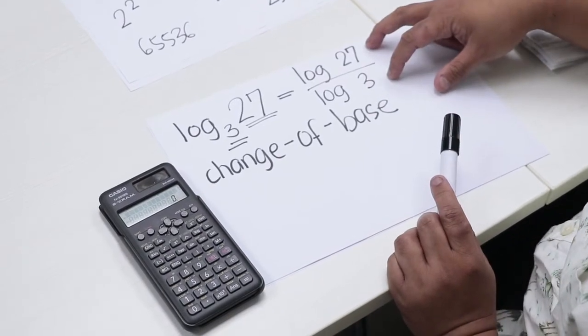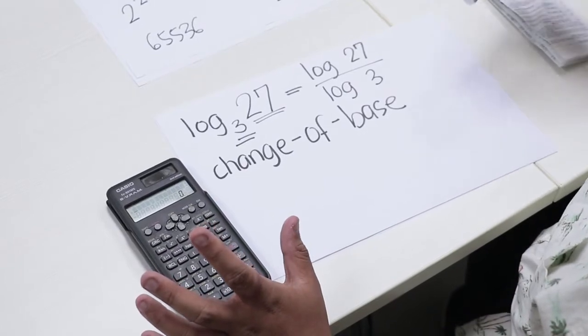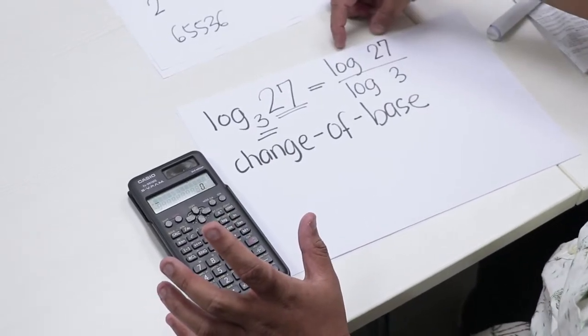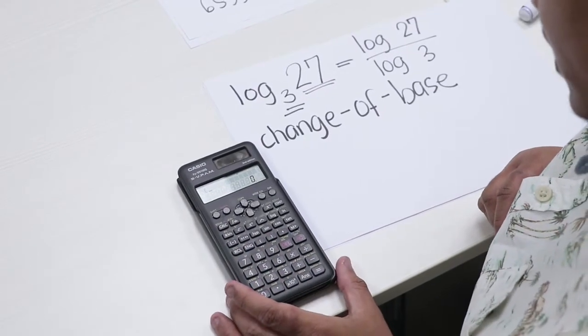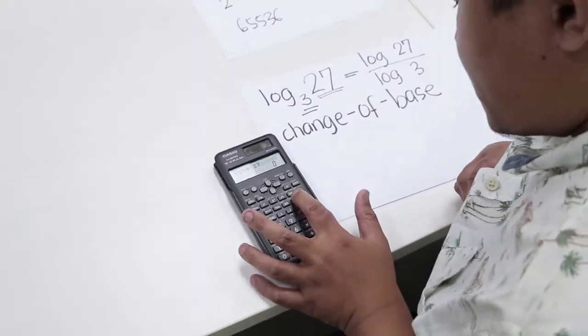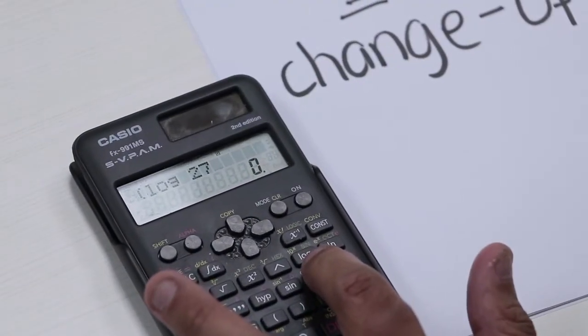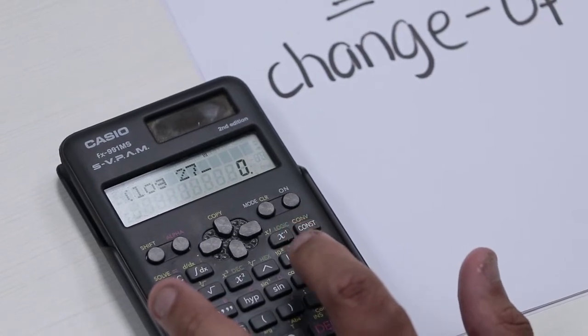And this right here is easily calculable dito sa fx-991MS natin because it has the logarithm function. Okay? So this one, input natin, so logarithm of 27. So this right here is the key for the logarithm, no? So log meaning logarithm base 10. Yun yung ibig sabihin niya.